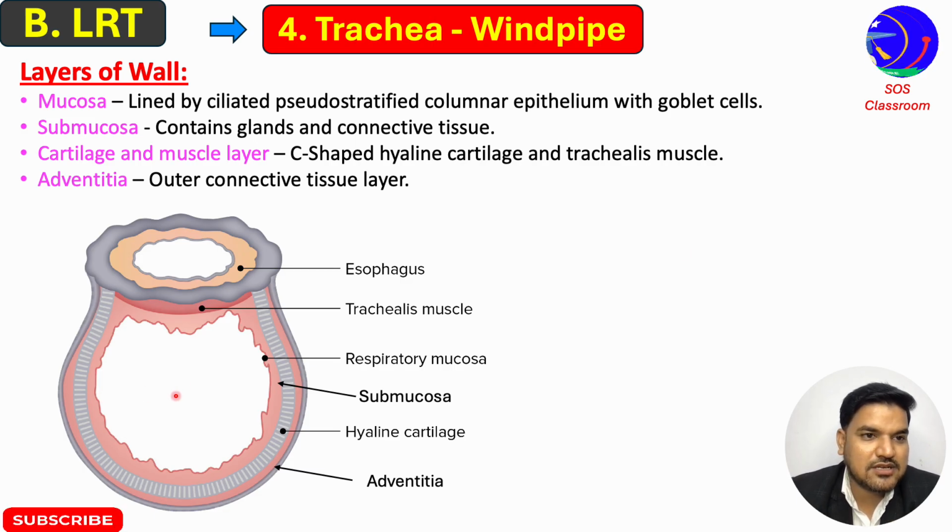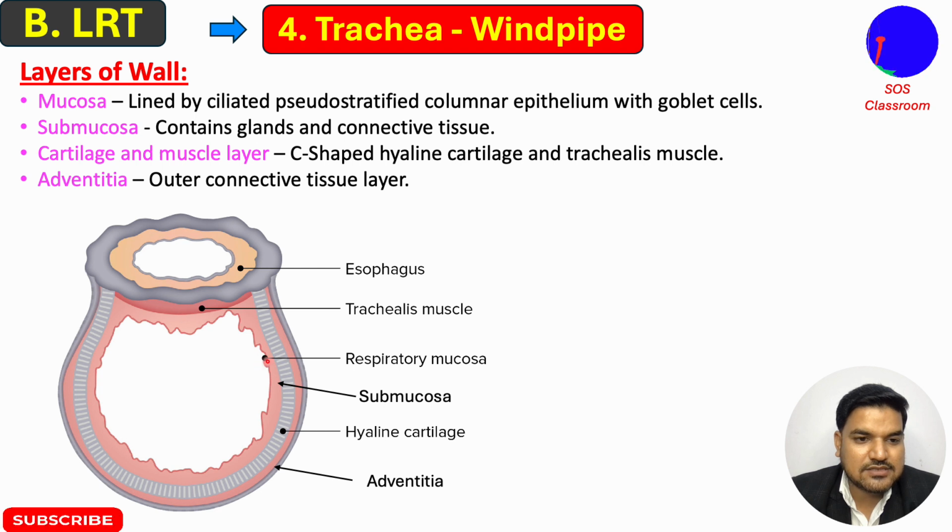Okay, you can see the layers of the trachea. This is the esophagus, also called the food pipe, and this is the windpipe or trachea. So this is the structure of the trachea and this is the structure of the esophagus. First of all, see the trachea. There are 4 layers present in the trachea.